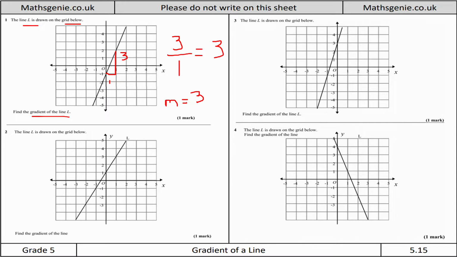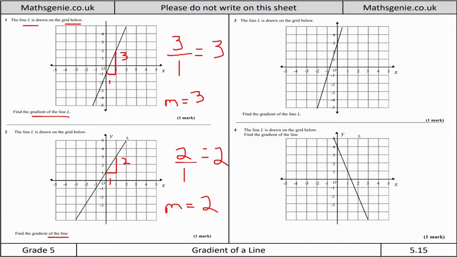This is question number 2, guys. The line L is drawn on the grid below. Find the gradient of the line. Well, again, going across 1 and then up 2. So it's 2 there and then it's 1 there. Again, change in y over change in x, or rise over run. 2 divided by 1 is equal to 2, guys. So the gradient is equal to 2.